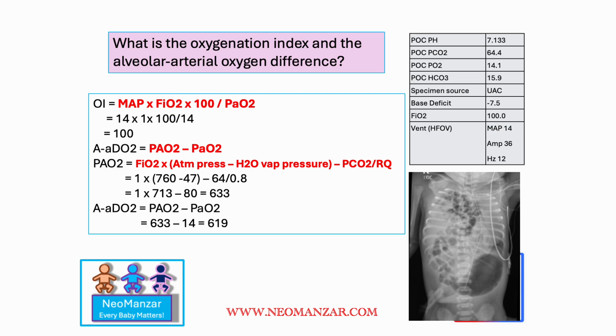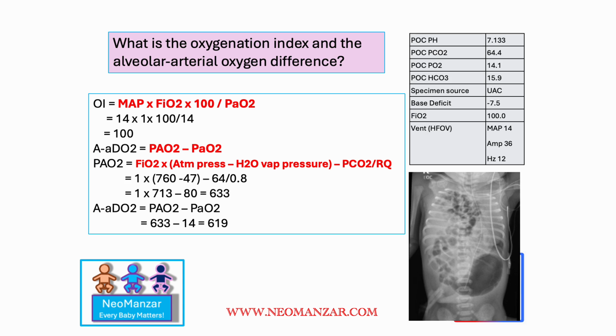So again, 14 was the MAP, FiO2 100%, which is 1, then multiply and divide, and you get 100. So an OI of 100 is very, very high. If you have 3 OIs of greater than 40, 50, that means the patient needs ECMO. So always try to calculate the OI. There are online calculators, but again, it's simple mental math. Do it.